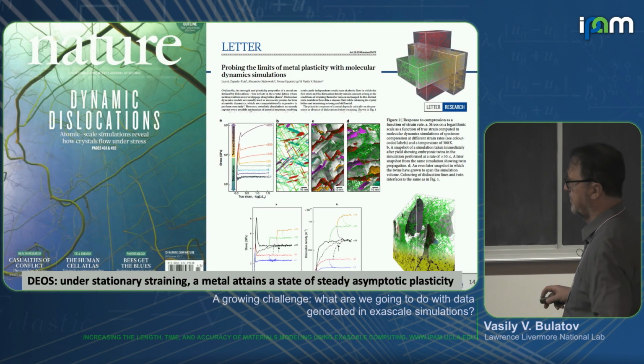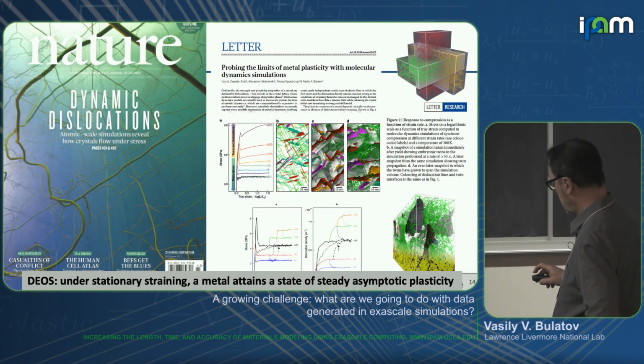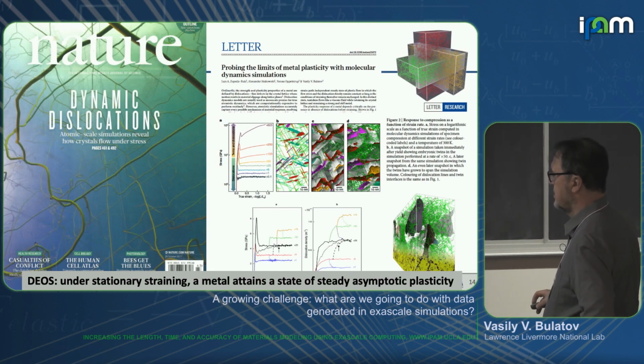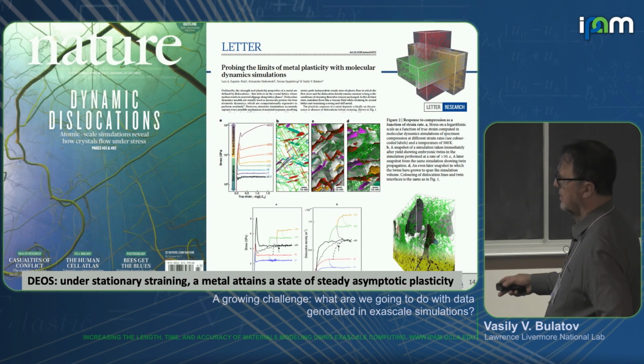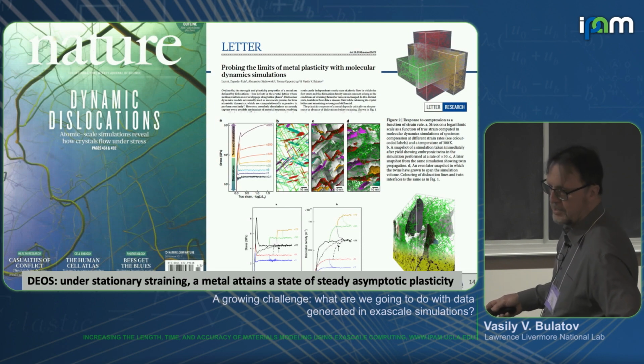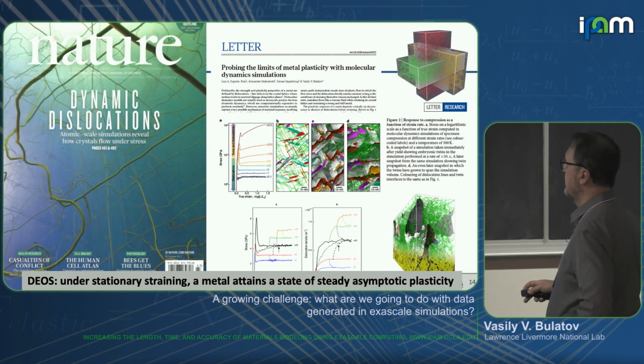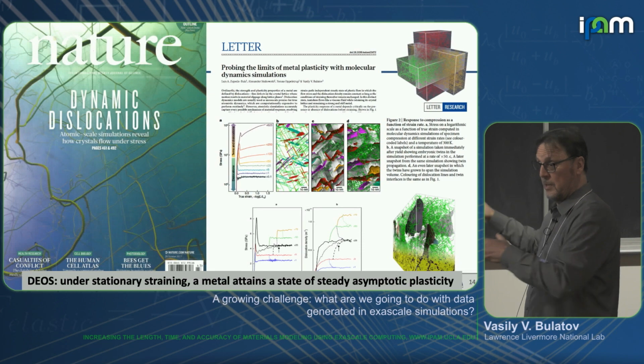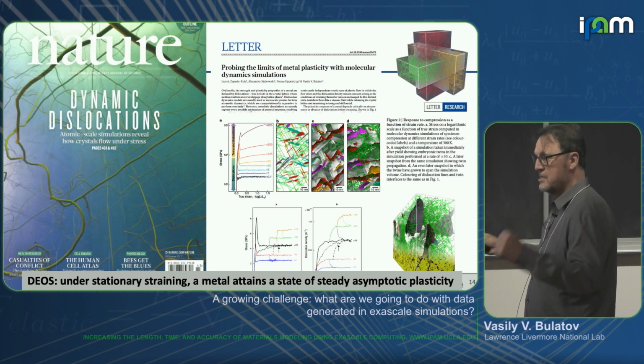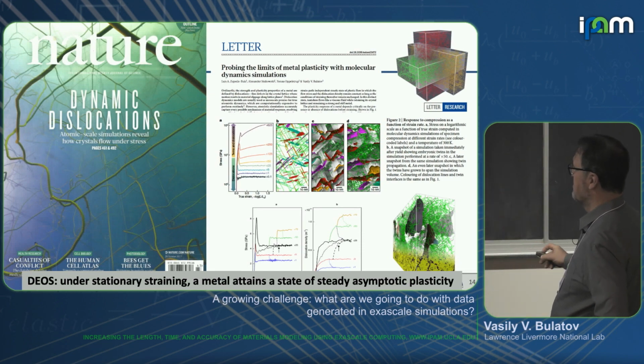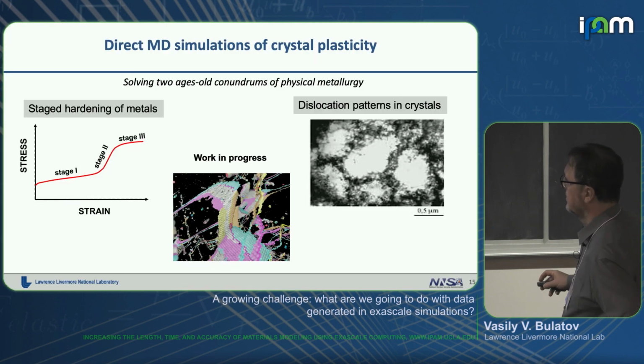It was hypothesized by a few people, but we showed it pretty directly that there is a stationary flow state of these metals, where it really attains a state of steady asymptotic plasticity, and there must be something like a dynamic equation of state that describes this behavior. But in reality, this first publication was just a, whoa, we can do that. Great.